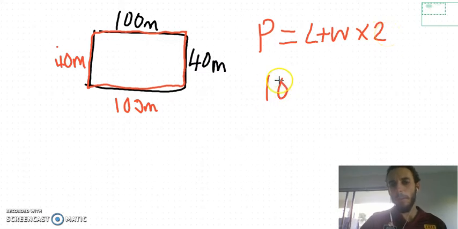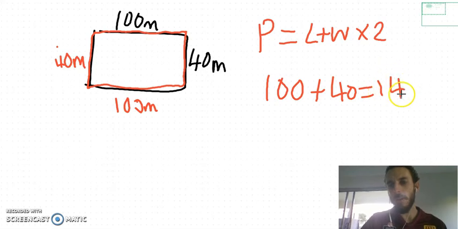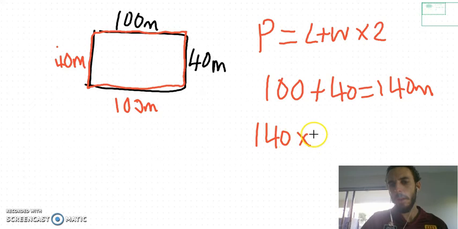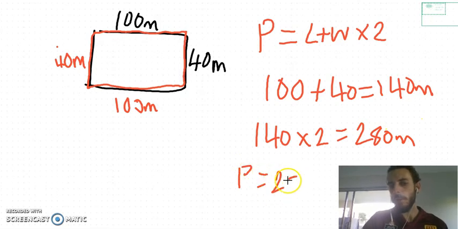So in this case, it would be 100 meters add 40 meters is equal to 140 meters, and 140 meters times 2 would be 280 meters. Perimeter equals 280 meters.